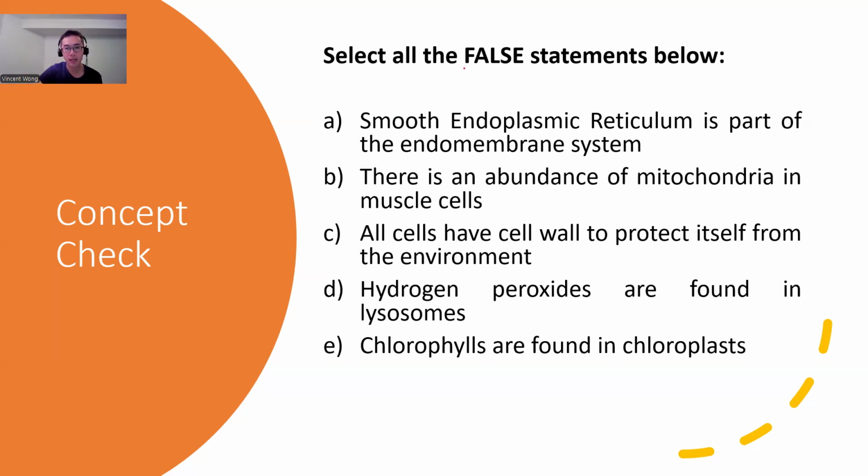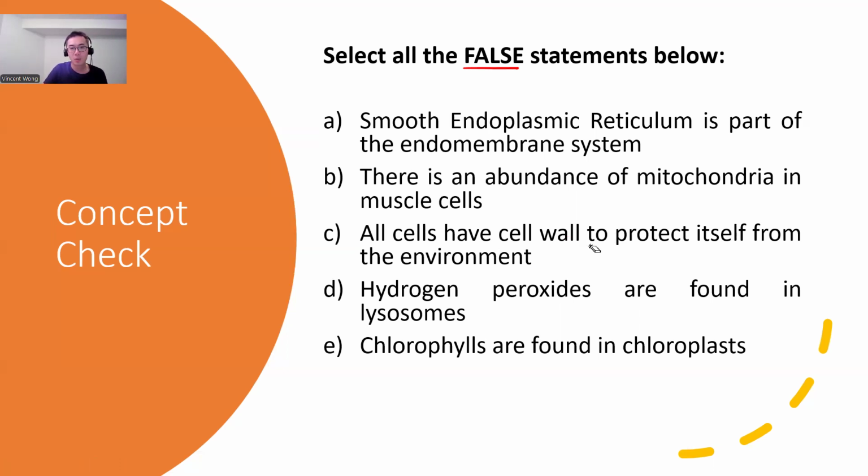We're looking for the false statement. Smooth endoplasmic reticulum is part of the endomembrane system. That is correct. Okay, the endomembrane system includes nuclear envelope, rough and smooth ER, the Golgi apparatus, as well as the lysosome. Okay, so that's a correct statement. We should not be choosing it. There is an abundance of mitochondria in muscle cells. That is also true. Muscle cells require a lot of energy to contract and to produce movement. So it's not surprising you would need a lot of mitochondria to supply that energy for them.